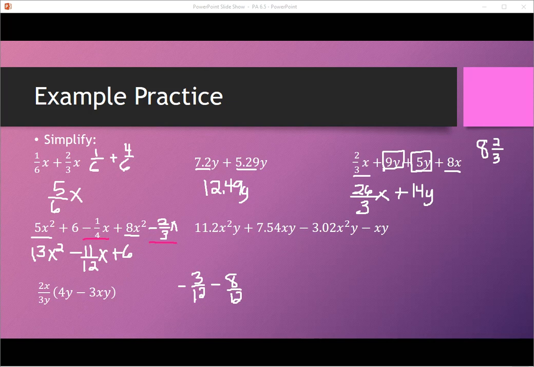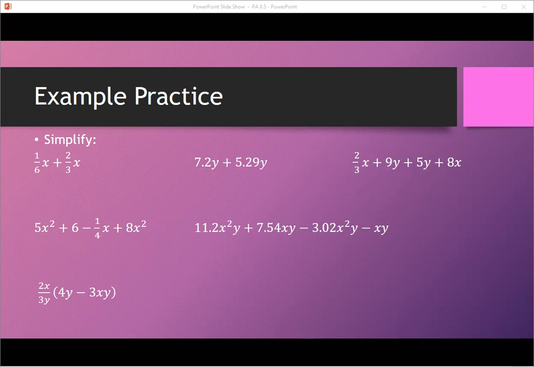Okay, let's clear the board for these. For the next one, be careful, it's kind of tricky. You have x squared y here and x squared y here. So those two are like terms. And then you have xy here and xy here. So those will be like terms as well.